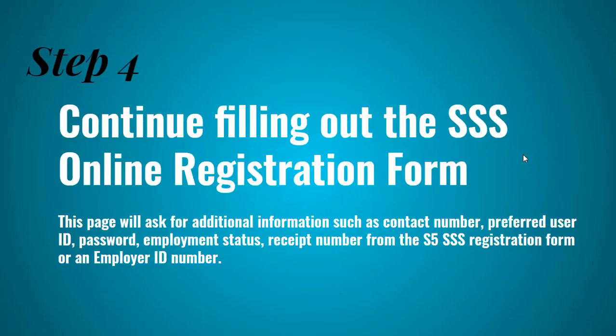So step 4, continue filling out the SSS online registration form. So this is just a continuation. This page will ask for additional information such as your contact number, your preferred user ID, password, employment status, receipt number from the SS5 SSS registration form, or an employer ID number.